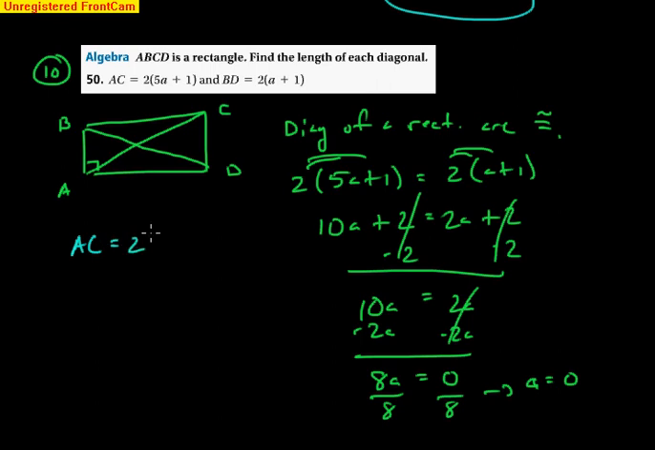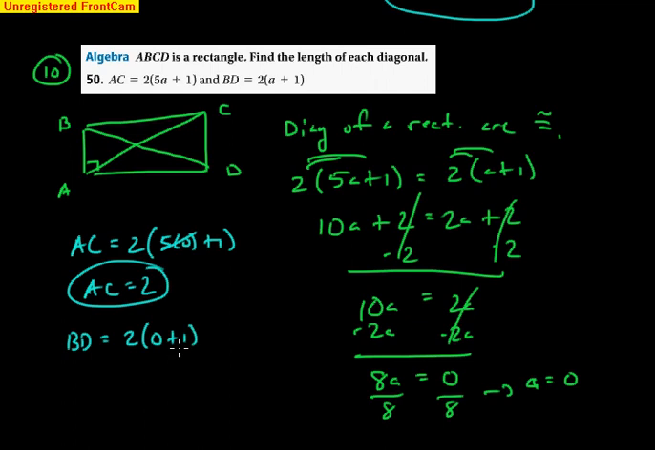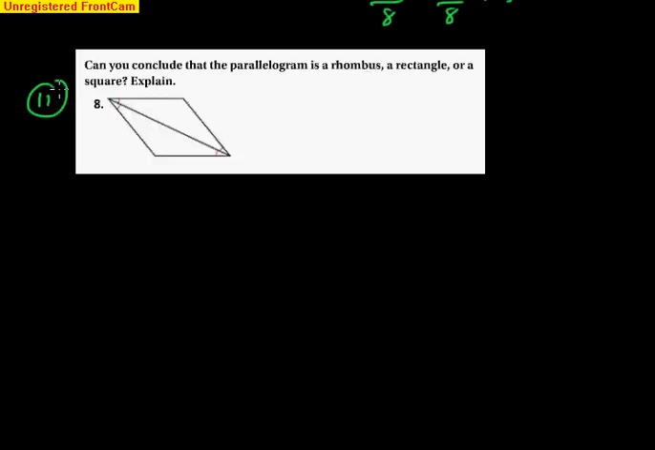So if we come over here and plug it in, AC is 2 times 5 times 0 plus 1. 5 times 0 is 0, so it's just 2 times 1. AC is 2. Do the same thing for BD. BD is 2 times 0 plus 1. The 0 goes away, that's just 1. 2 times 1 is 2. And it works out, because the diagonals must be congruent. They are. So a little bit tricky algebra, but no big deal. Diagonals are congruent, life's good.